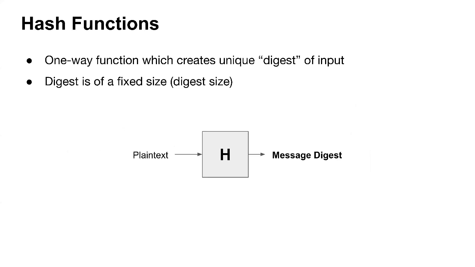Next category is hash functions. This is a one-way function which creates a unique digest. Sometimes you'll hear message digest in the context of these as an output. The digest is a fixed size depending on the algorithm that you're using, and you just have one input, the plain text, and then you get the output out the other side.